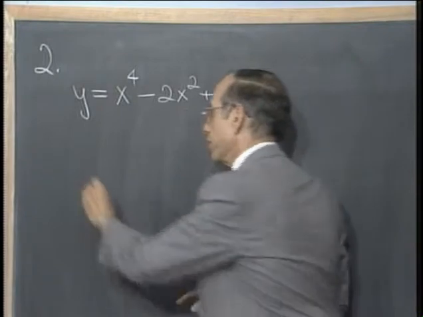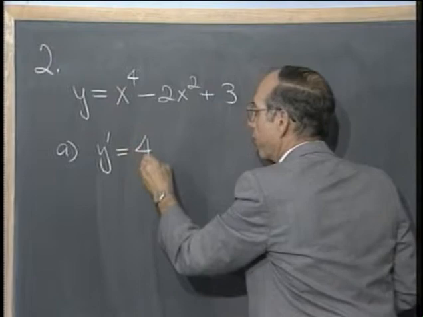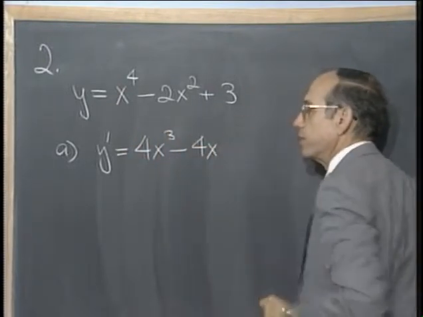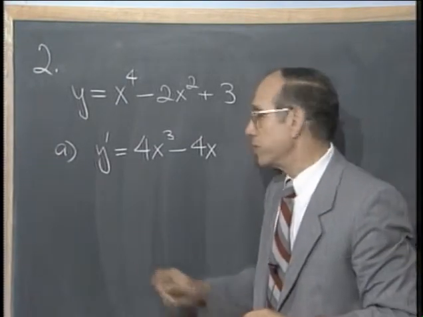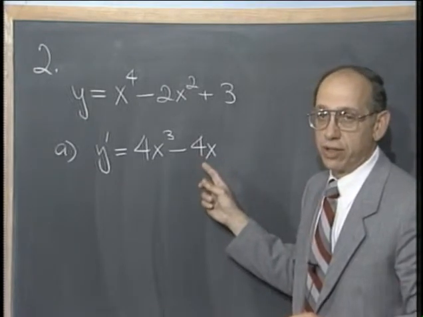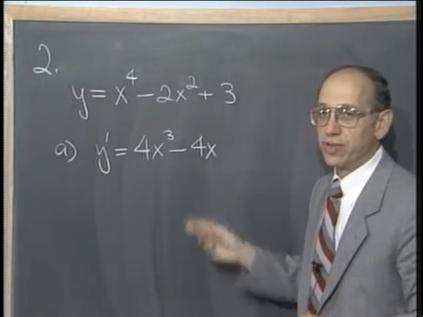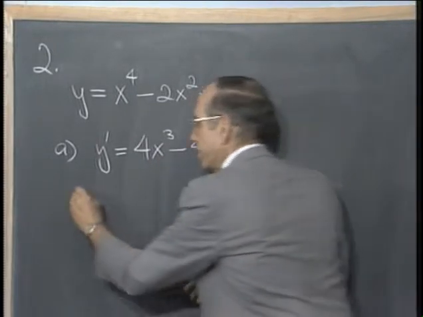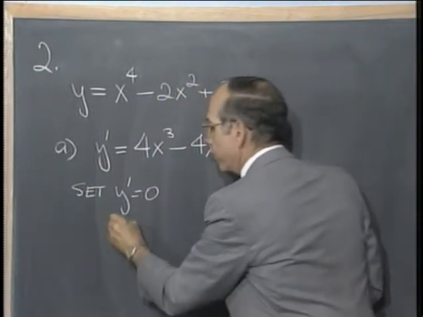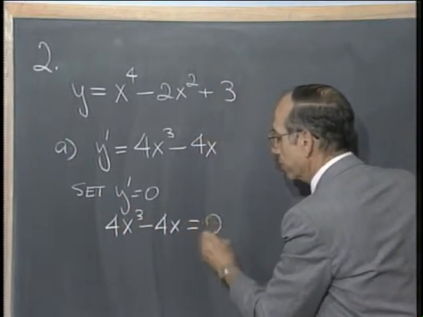So let's find the derivative. y prime is equal to 4x cubed. The derivative of -2x squared is -4x, plus the derivative of 3, which is 0. So y prime is 4x cubed minus 4x. The critical points are found where this derivative is equal to 0. So let's set y prime equal to 0. And we have 4x cubed minus 4x is equal to 0.